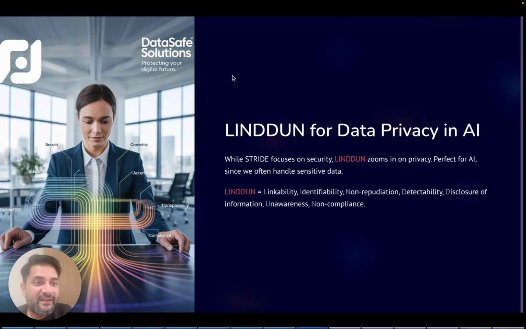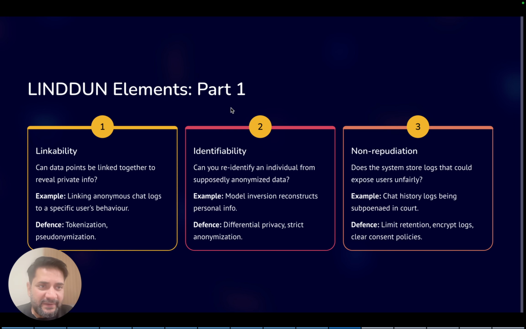And next is LINDDUN for data privacy in AI. While STRIDE focuses on security, LINDDUN zooms in on privacy. Perfect for AI since we often handle sensitive data. LINDDUN is linkability, identifiability, non-repudiation, detectability, disclosure of information, unawareness, and non-compliance. Let's break it down. Linkability. Can data points be linked together to reveal private info? For example, linking anonymous chat logs to a specific user's behavior. The defense would be tokenization and pseudonymization.